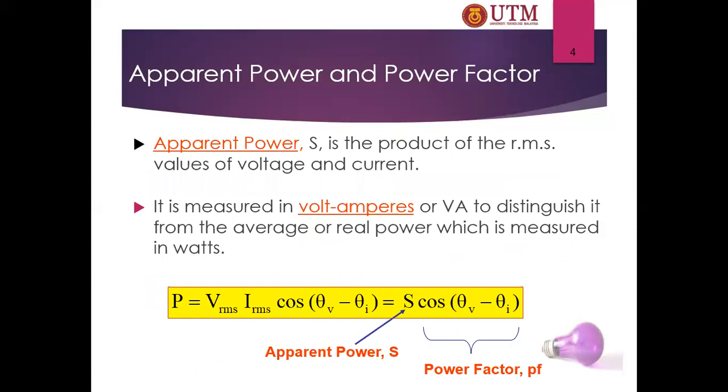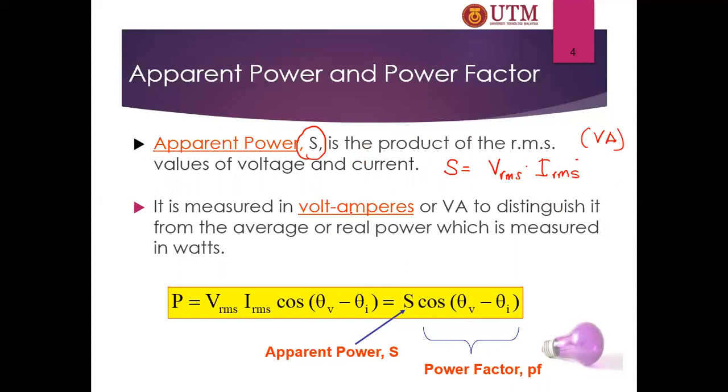So this is the new lesson for this week. What is apparent power? Apparent power, usually denoted S, is the product of the RMS values of voltage and current, which is simply VRMS multiplied by IRMS. So that is the apparent power, and the unit used is VA.